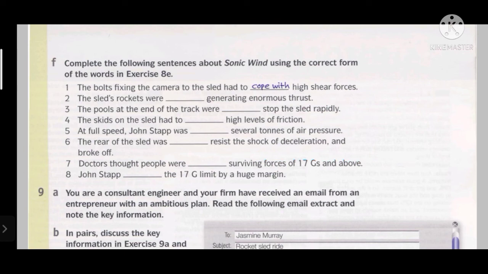Now number three, the pulls at the end of the track were blank to stop the sled rapidly. What is it going to be? Able to. Yes, the pulls at the end of the track were able to stop the sled rapidly. Number four, the skids on the sled had to blank high levels of friction. The skids are the wheels that work as a brake.